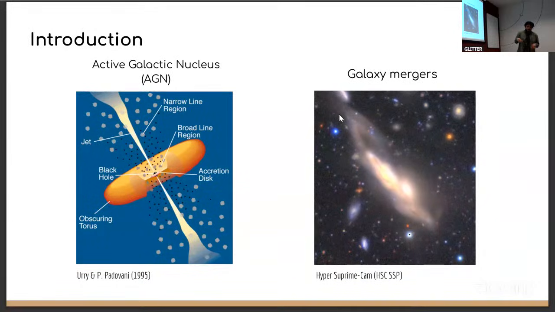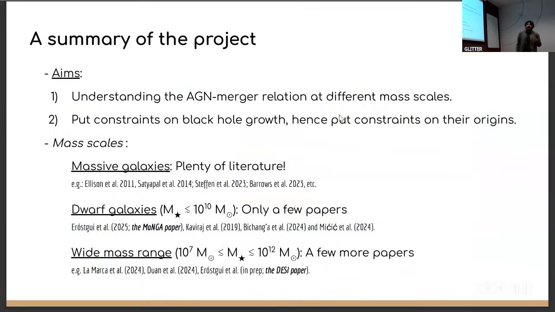And what is a galaxy merger? As the name strongly suggests, it is the process in which two galaxies collide, and after a very long time, they become one unified system. So the main goal of the project I'm working on is to understand the AGN-merger relation at different mass scales. A secondary but equally important goal is that we can put constraints on black hole growth using this relation, and hence on the origins of black holes.